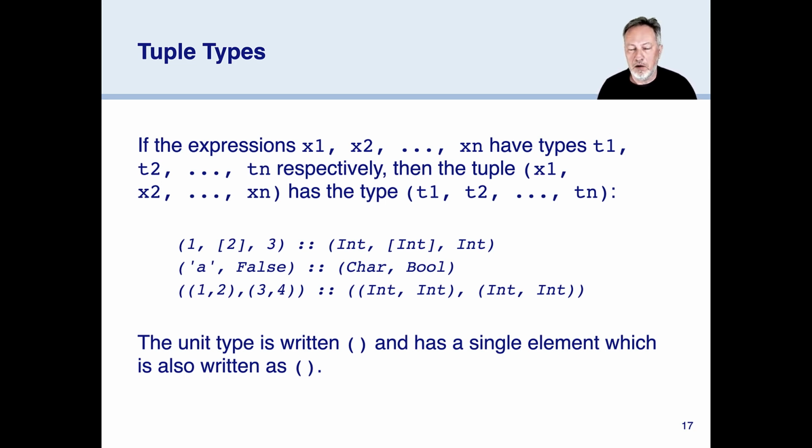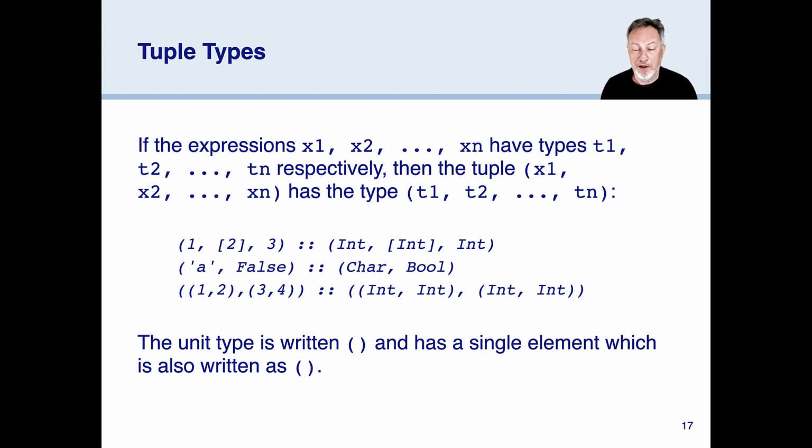Tuples are list-like things, except they have a fixed arity, and the individual values can be of different types. So I can have a tuple, for example, here, the tuple 1, list of 2, and 3. It's of type tuple of int, list of int, int. Second example is a tuple with the character A and the value false, and it's of type tuple of char and bool, and so on. So I can have also nested tuples. So here I have a nested tuple containing the pairs 1 and 2 and 3 and 4, and it's of type tuple of pair of int and pair of int.